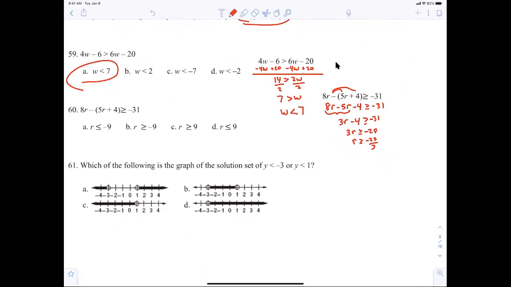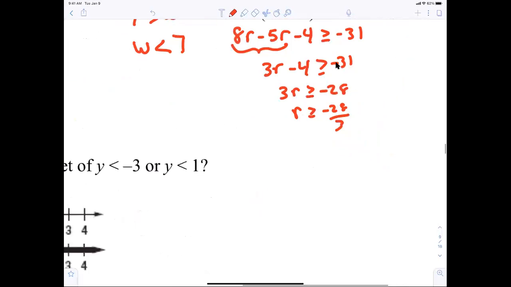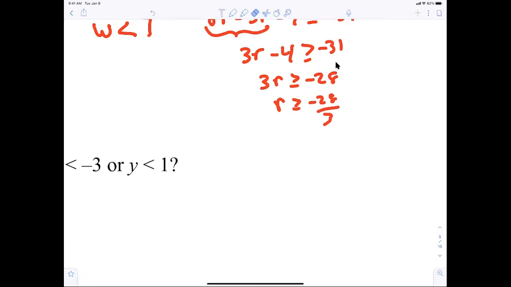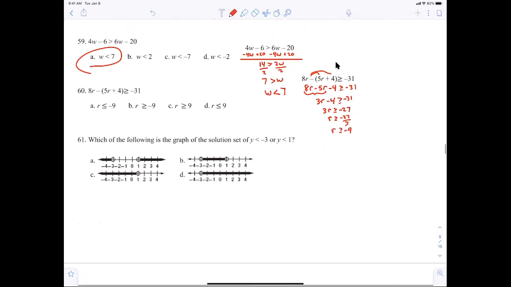Where did I make a mistake? Oh, look at that. Sheesh. Starting to sound like Rivers. 27. Sound like your secretary. Yeah, seriously. Starting to sound like my secretary. Thank you. So R is what? Greater than -9. R is greater than -9. Wow. All right, so that answer is what? B. Thank you. B.